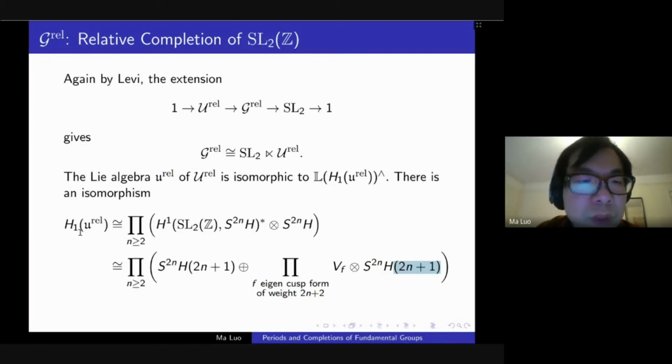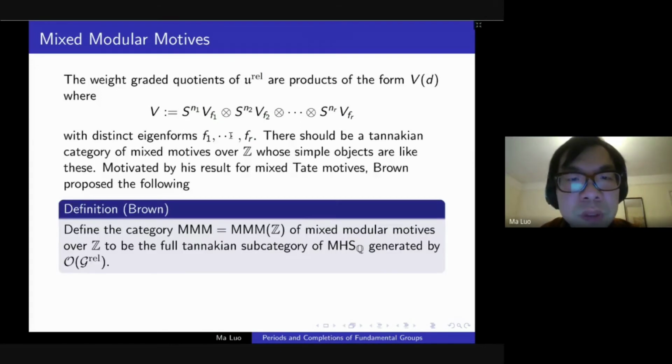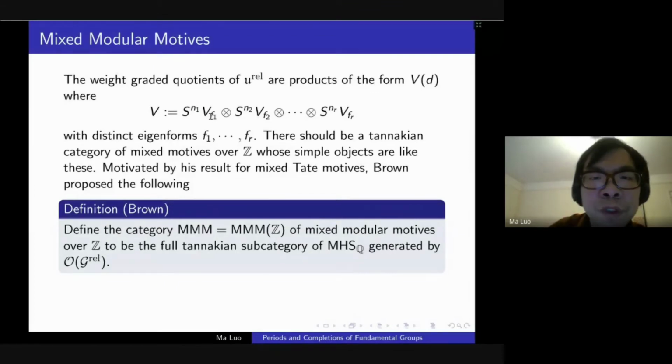So once you've written H1 in this form, and because U rel is just the free Lie algebra generated by these, we know that the weight graded quotients of U rel would be of the form V_D, where it's just some symmetric powers of these V_f's tensored together and then twisted by some number, where these f_i are distinct Hecke eigen cusp forms. And this would be a typical example of mixed modular motives.